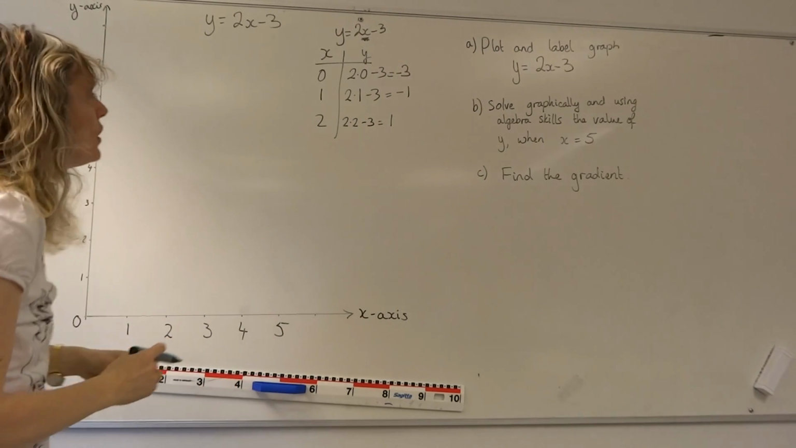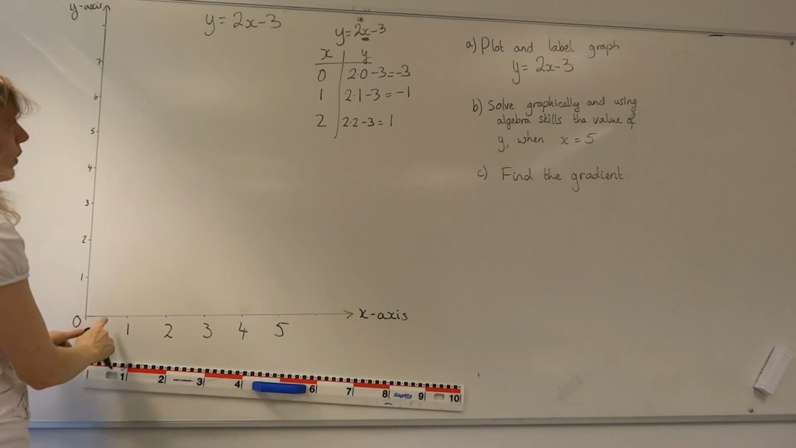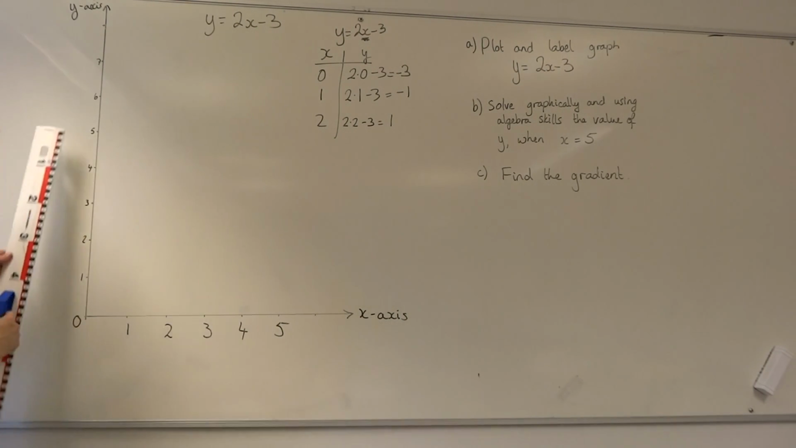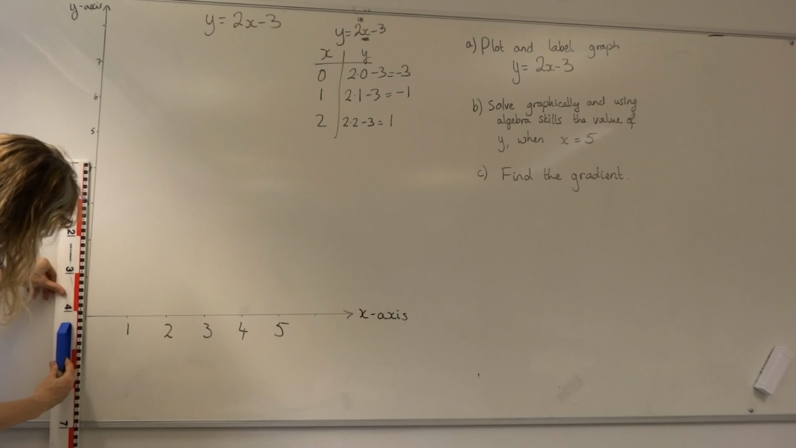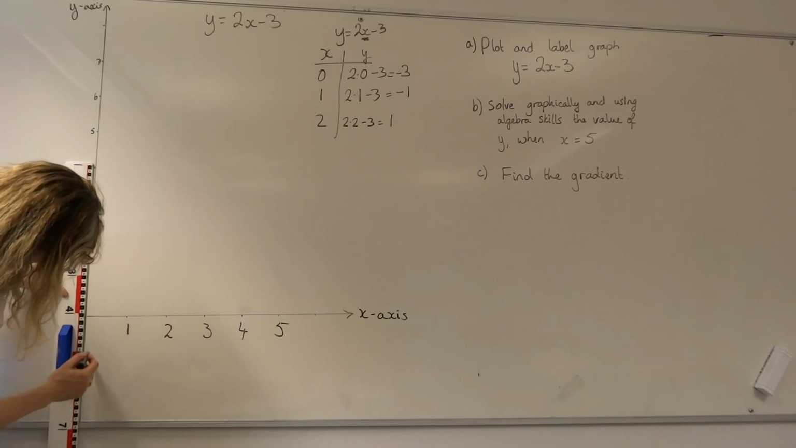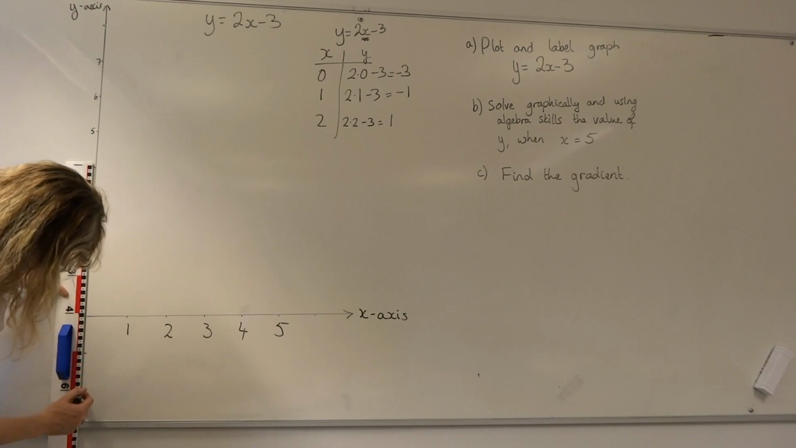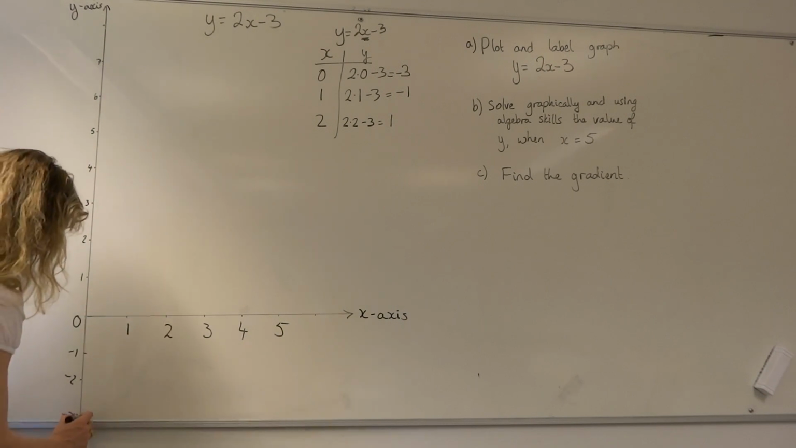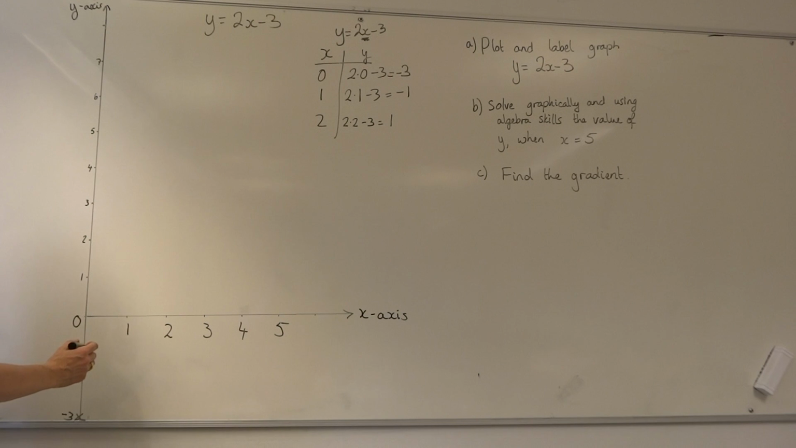So we now have the three simple values. When x equals 0, y equals minus 3. So we need to go minus 3 in the negative direction for y, and we just have enough space for that. So we have minus 1, minus 2, minus 3. So when x equals 0, y equals minus 3, we're at the bottom of our graph.